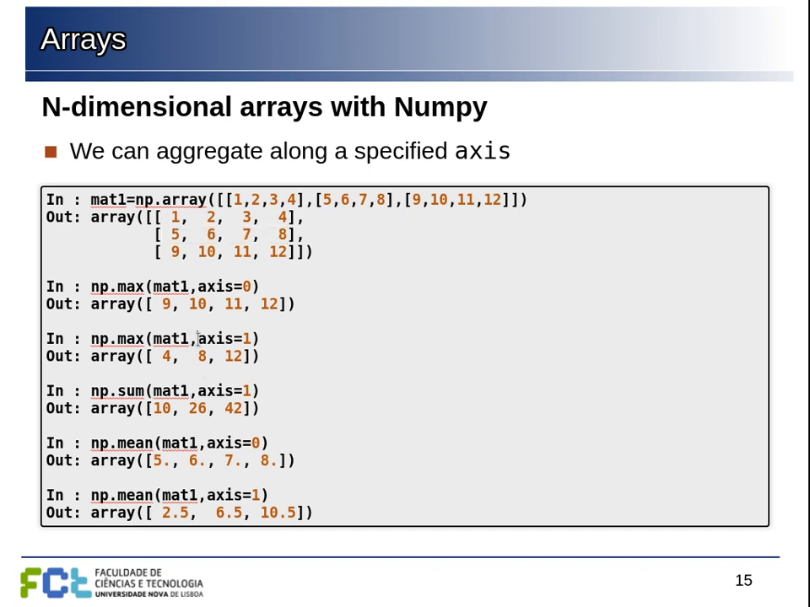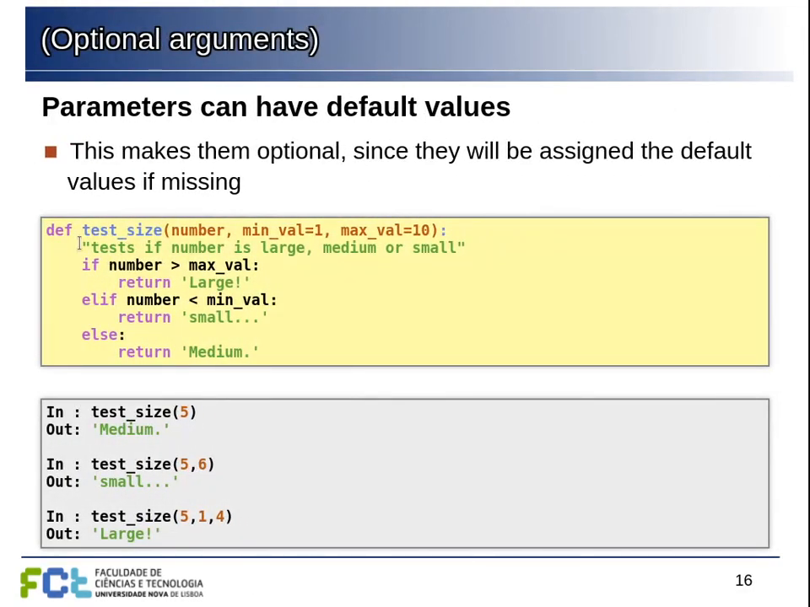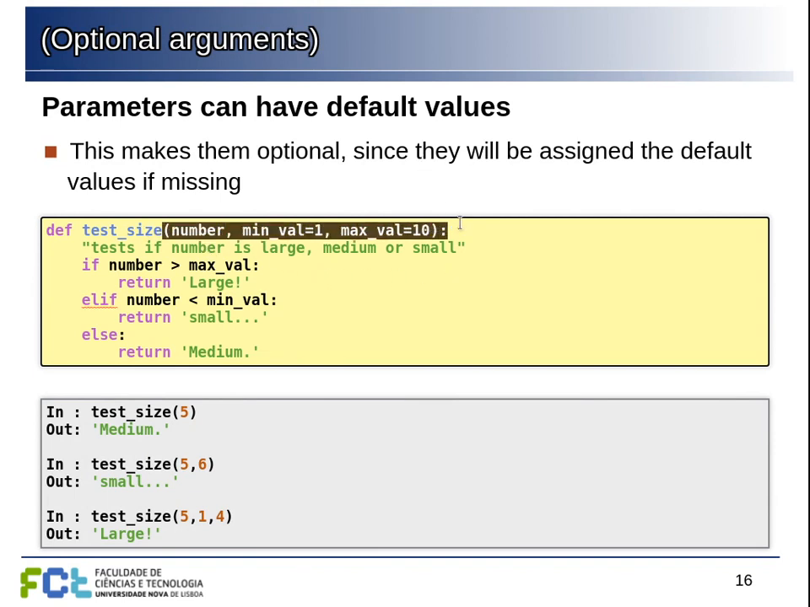Now here we are finding something that we never saw before, which is putting these names in the arguments of the functions. So just to talk a bit about this, you can have functions with default values, if in the parameters you assign some value to the different parameters. For example, in this case, we have this test size function that receives a number, and has this min val with the default value of 1 and this max val with the default value of 10. And then it compares the number with the max val and the min val and returns different strings.